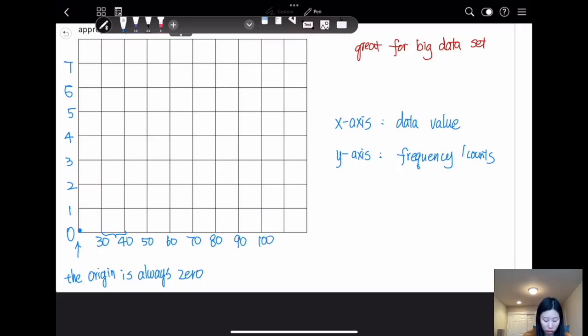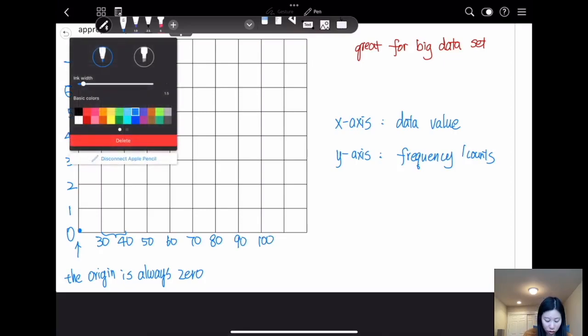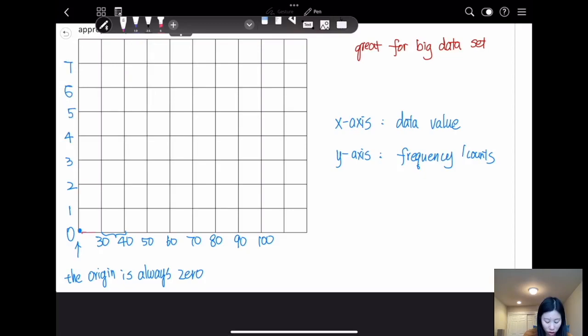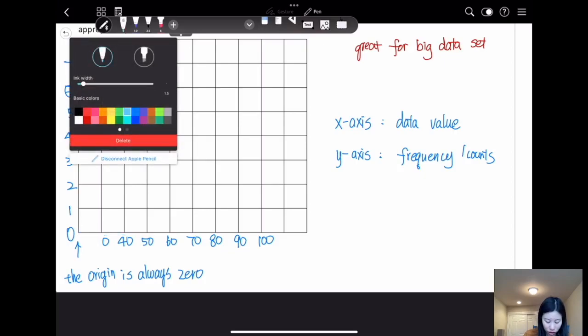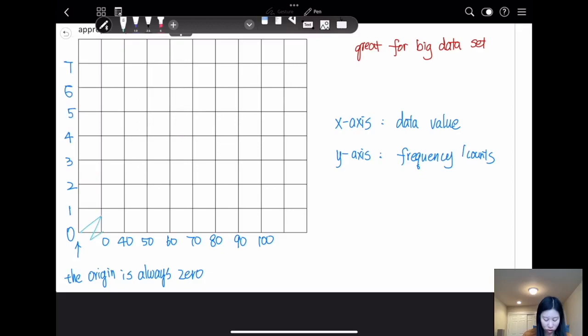Okay, you might say, from 0 to 30, this is not a bin width of 10, right? So what you're going to do is draw a line break, which means we don't count from 0 to 30. We're starting our data and we count from 30, 40, 50, 60. Okay, and then we just draw the bins.